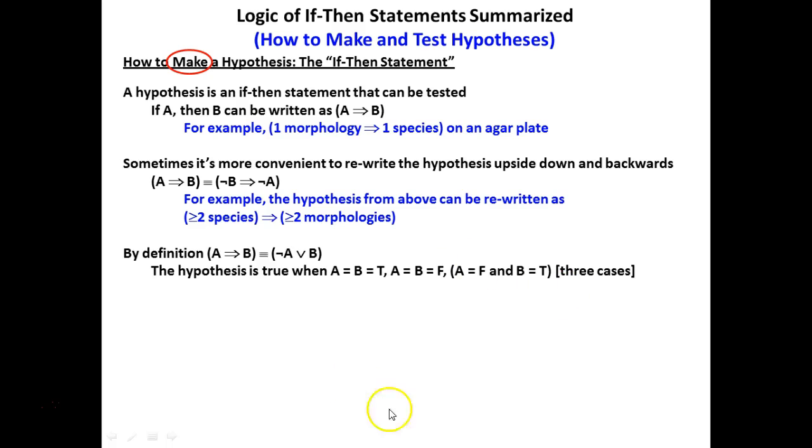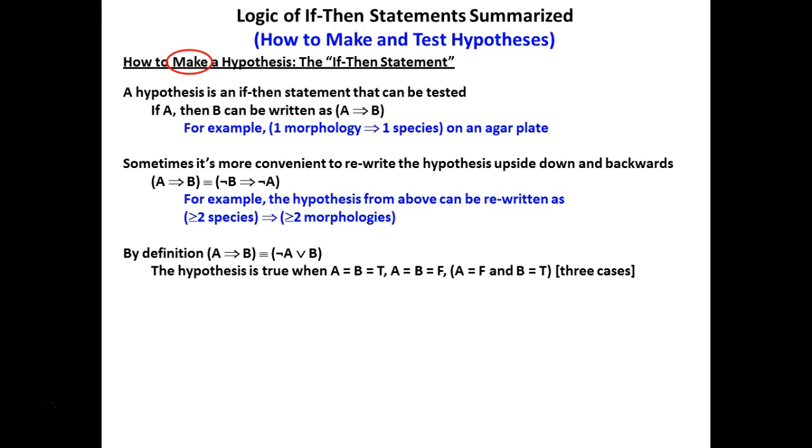So a hypothesis is true when "A equals B" is true, or "A equals B" is false. You can't have one be false and one be true, right? Either both the statements have to be false or both of them have to be true. They have to match up. And they don't for this, right?